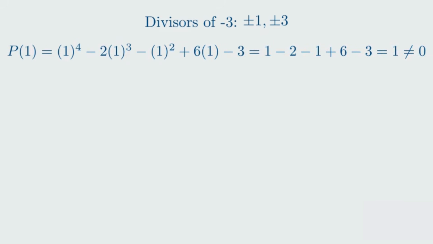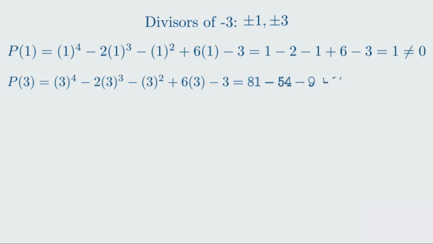Now let's try 3. 3 to the fourth minus 2 times 3 cubed minus 3 squared plus 6 times 3 minus 3 equals 81 minus 54 minus 9 plus 18 minus 3. This equals 33. So 3 is not a root.